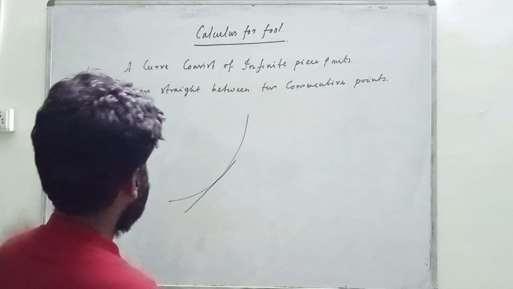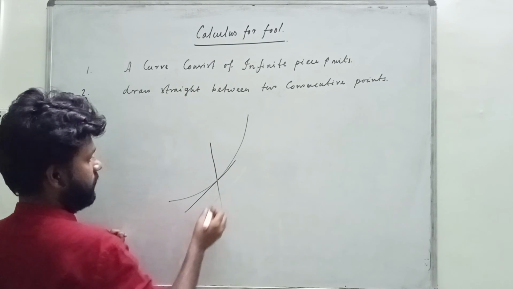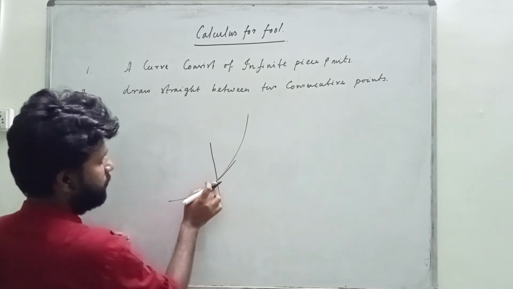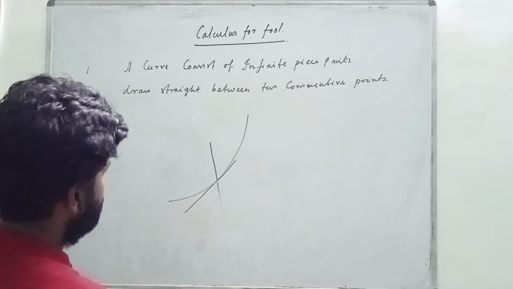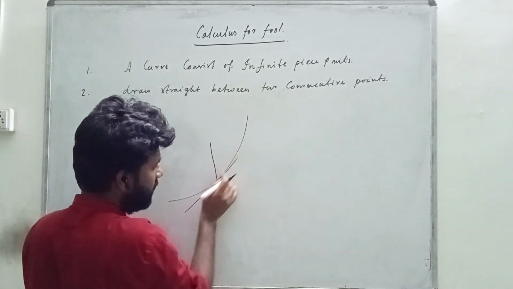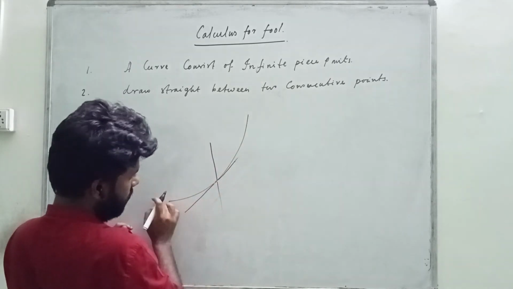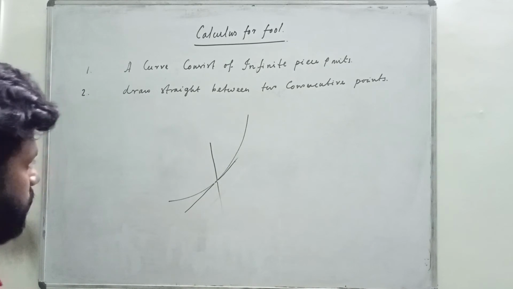Okay. But this is not a tangent, right? Because obviously it goes to this point, but it cuts it. It doesn't just touch. It just cuts it. But this one is a tangent because it touches this curve at this point, right? It just touches. Okay.